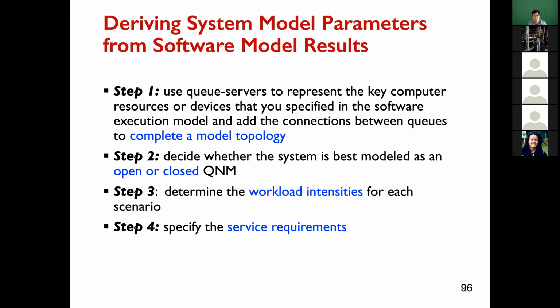What is the service time? How is it calculated, right? Basically, we have some steps, so I'll go to it later. Here we see how to derive system model parameters from the software model results. The first step is to have this queuing network model to complete our model topology, to complete the graph. Second step, to decide whether we use an open or closed QN. The third step is determine the workload intensity for each scenario, right? Fourth step is to specify the service requirements. Here we'll go into detail about how to specify service requirements, right?